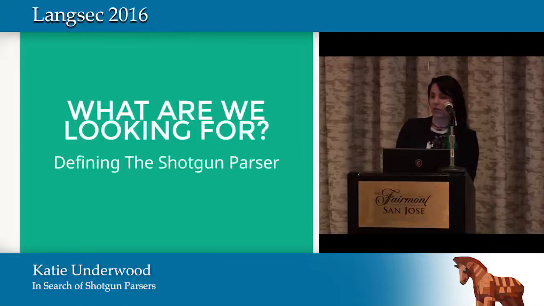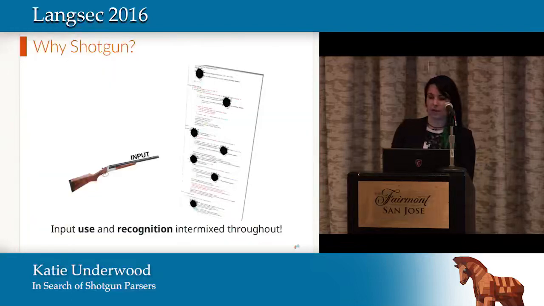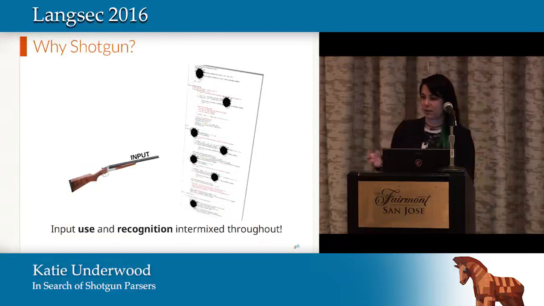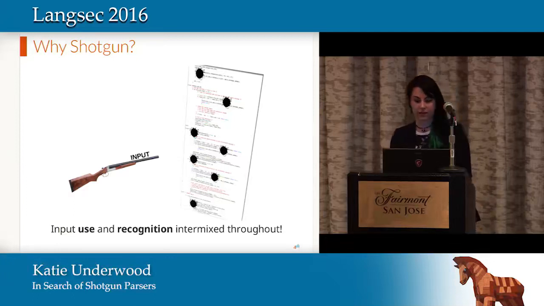So what are we actually looking for when we say we're going to look for shotgun parsers? The concept of the shotgun parser anti-pattern is, I'm sure, very familiar to most in this audience, and Sergey and Meredith have a couple of excellent talks about this concept, which you should all watch on the LangSec website if you haven't seen them already.